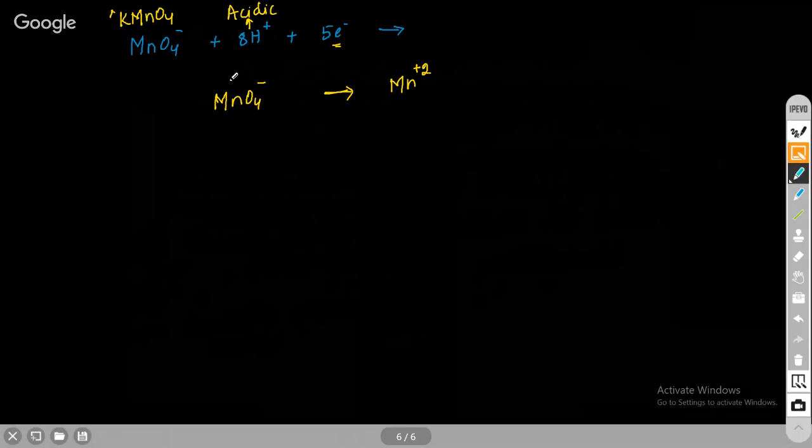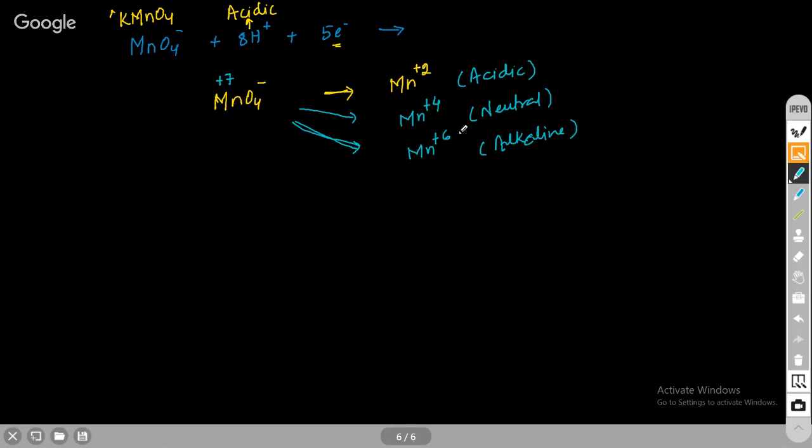Okay, here the manganese is in plus 7 oxidation state, and this is from plus 7 to plus 2. If you see this, this change is there in acidic medium, right? It will go to Mn plus 4 in neutral medium, and then it will go to Mn plus 6 in alkaline medium. This is the change you have to memorize: 2, 4 and 6, right?